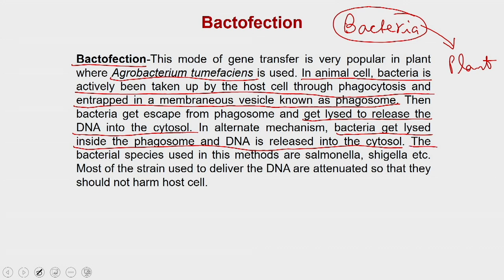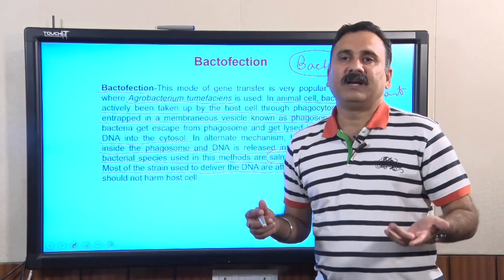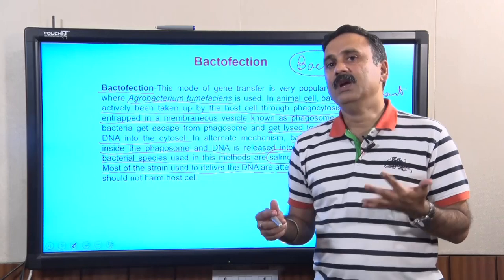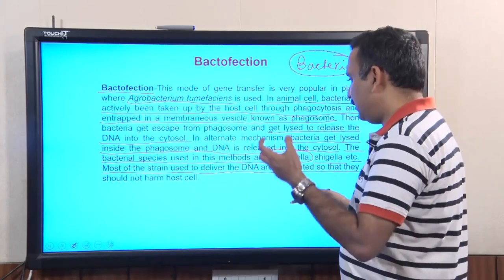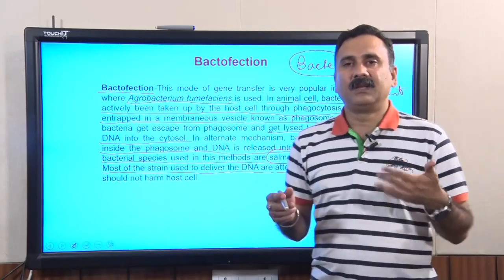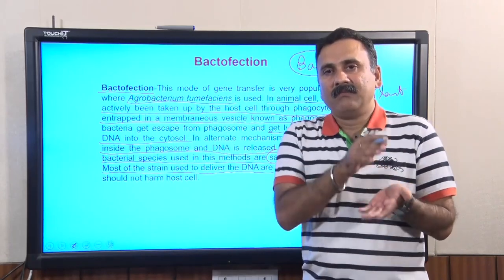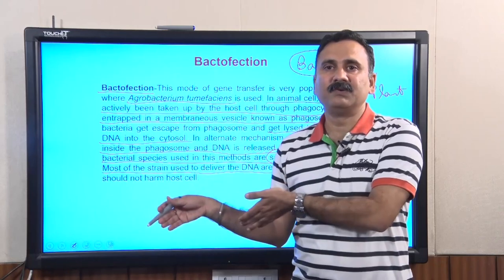The bacterial species you use for mammalian cells are Salmonella, Shigella, and some other species. Most of the bacterial strains you use to deliver DNA are infectious bacteria, for example Salmonella or Shigella. But when you use them to transfect mammalian cells, the first thing you do is attenuate them so that they do not cause any kind of disease, because if that happens, it will make the mammalian cells susceptible to that disease, and then the mammalian cells may not be useful for downstream experiments.